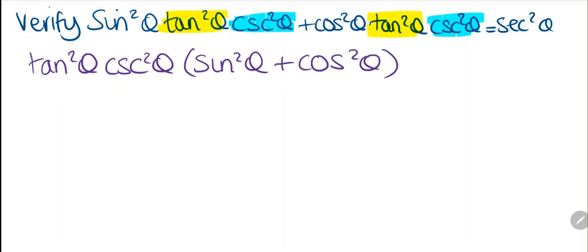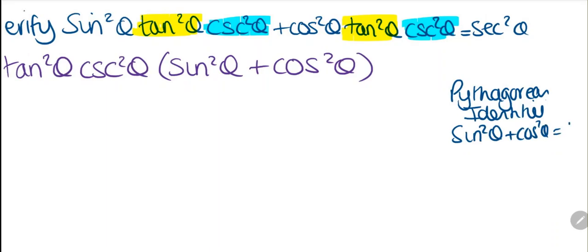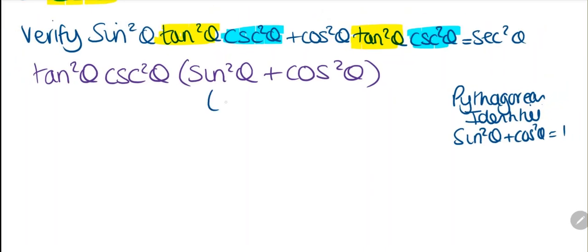So what do we know? So the Pythagorean identities: we know that sine squared theta plus cosine squared theta is equal to 1. So this here is going to be replaced with 1. So we have tan squared theta and cosecant squared theta.